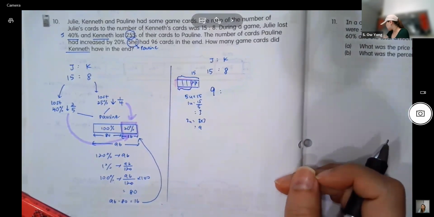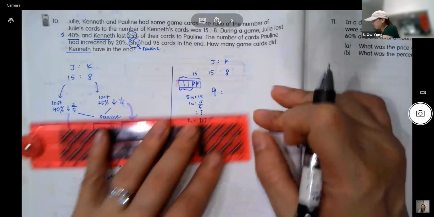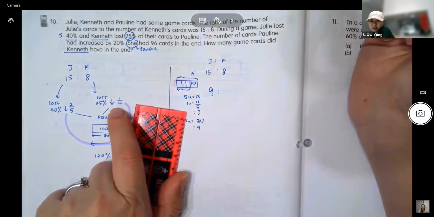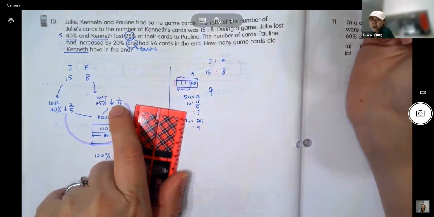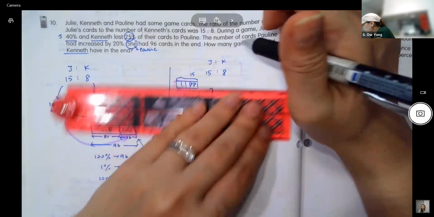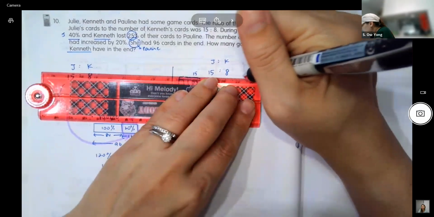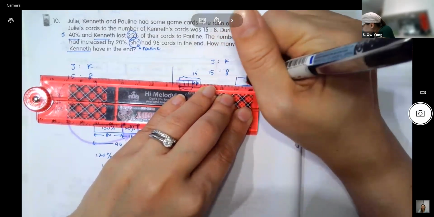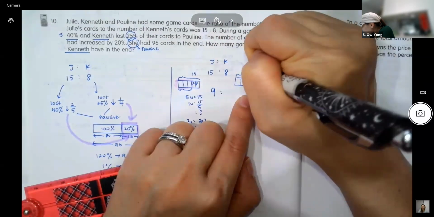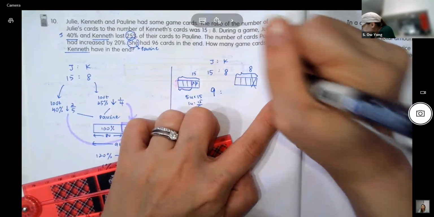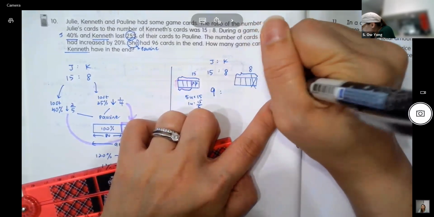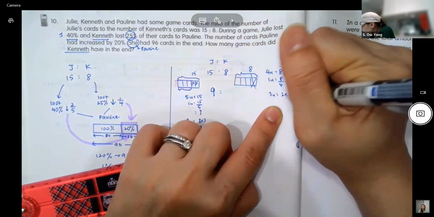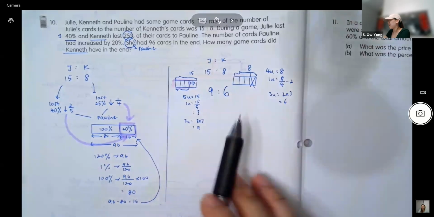How about Kenneth? Kenneth actually decreased by 1/4, meaning originally Kenneth had 4 units, but Kenneth decreased by 1. So I'm going to draw the original 4 units, but lost 1, left 3. So can you imagine this one? 4 units is 8. 1 unit is 8 divided by 4, which is 2. 3 units is 2 times 3 gives you 6. So this is what they have in the end.